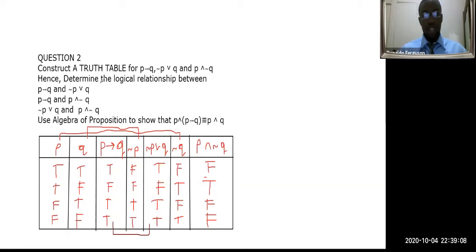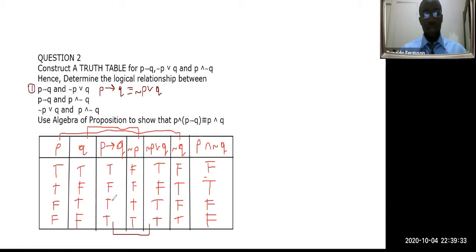And so determine the logical relationship between them, we can conclude that P implies Q is logically equivalent to not P or Q. They are logically equivalent because they have the same truth result. So that's the first one. Easy. Now let's look at the relationship between P implies Q and P and not Q.